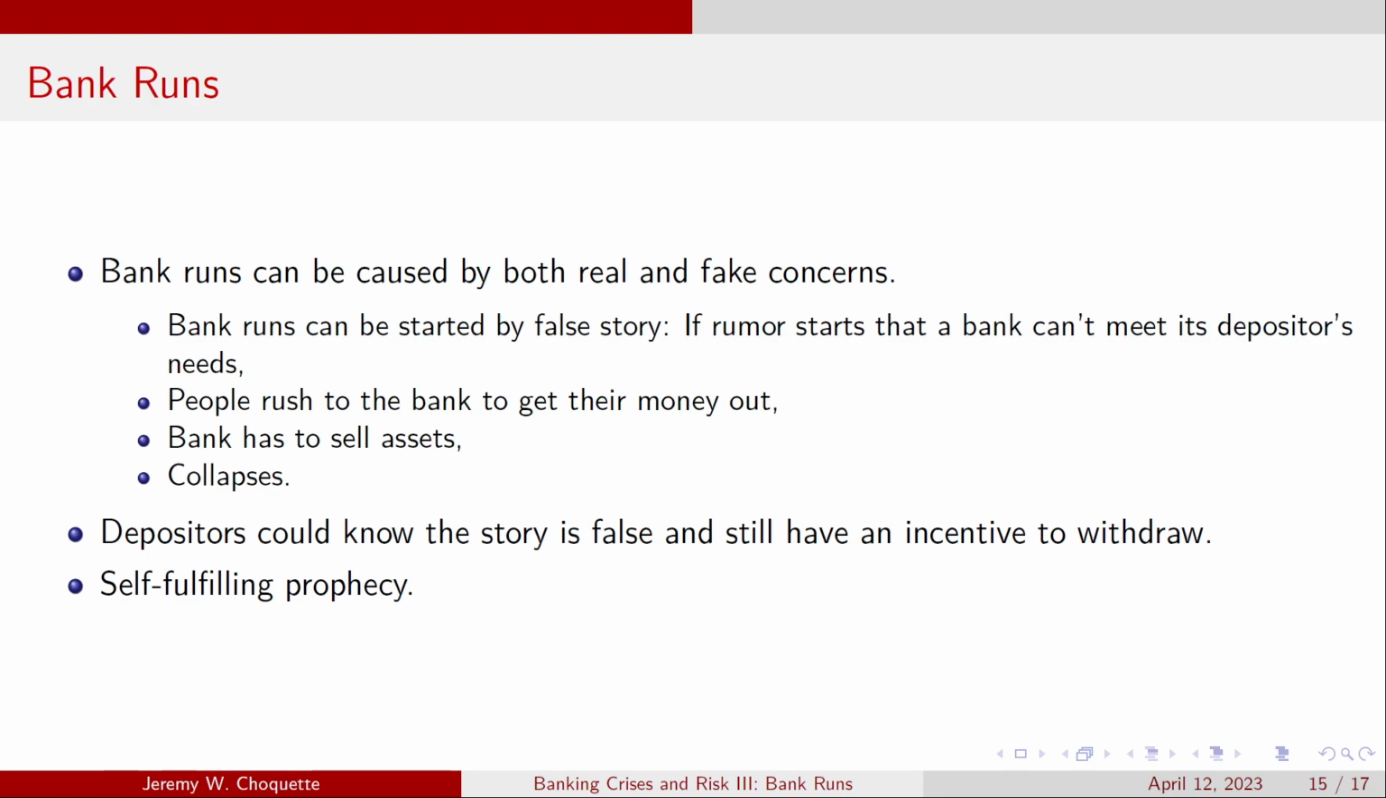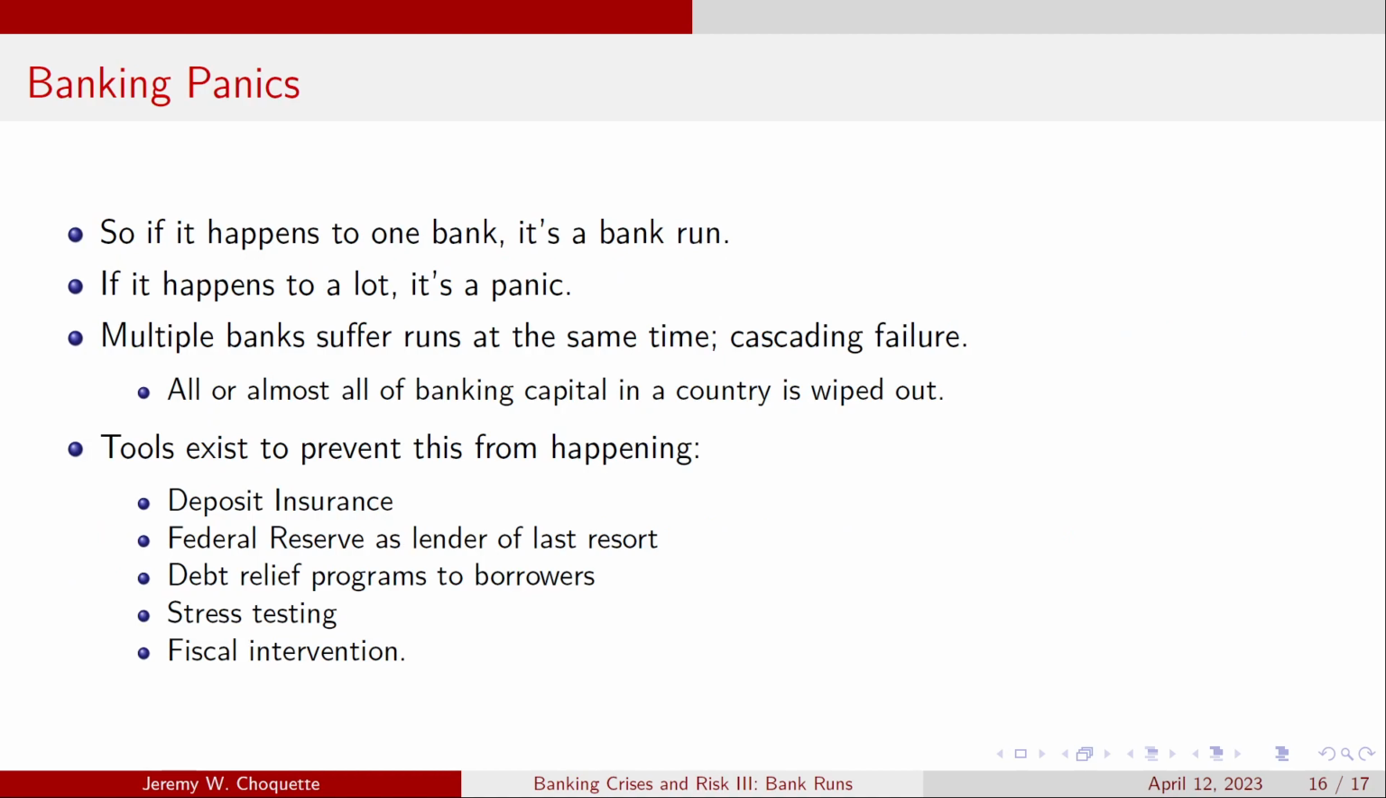Now, depositors could know that the story is false and still have an incentive to withdraw. Why would they? Well, you may know it's false, but you don't know that everybody else knows it's false. So while you might go, bullshit story, everyone else panics, and because they're panicked, now all of a sudden you've got an incentive to withdraw your funds from that bank, and thus it becomes a self-fulfilling prophecy. If it happens to one bank, it's a bank run. But if it happens to a lot, it's what's known as a banking panic.